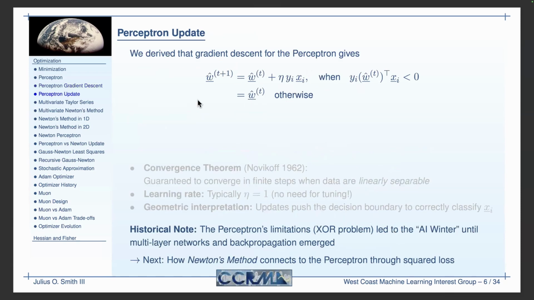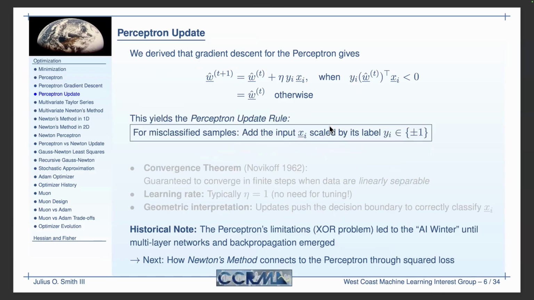All right, so this is just a rephrase of that. This will give you the perceptron update rule when it's misclassified. This is just restating it: add the inputs, scaled by the label, which is plus or minus one. I think of that actually as error. The error would actually be two, right? Because if it should be minus one and it's plus one, you're going to get a two. So you can absorb that into eta if you want to think about it that way.